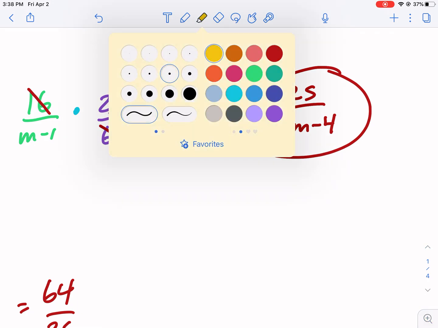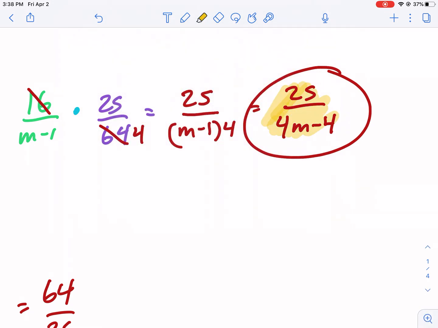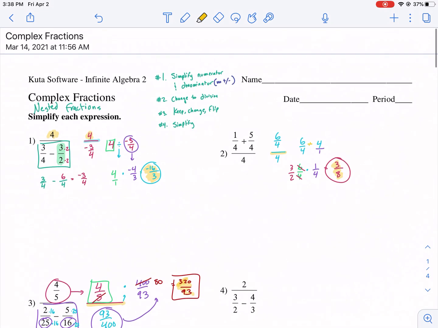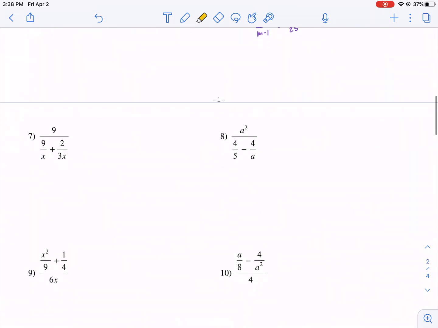That's all there is for this part 1 of complex fractions. If you want to stick around for part 2 and see some more complicated ones, stick around.